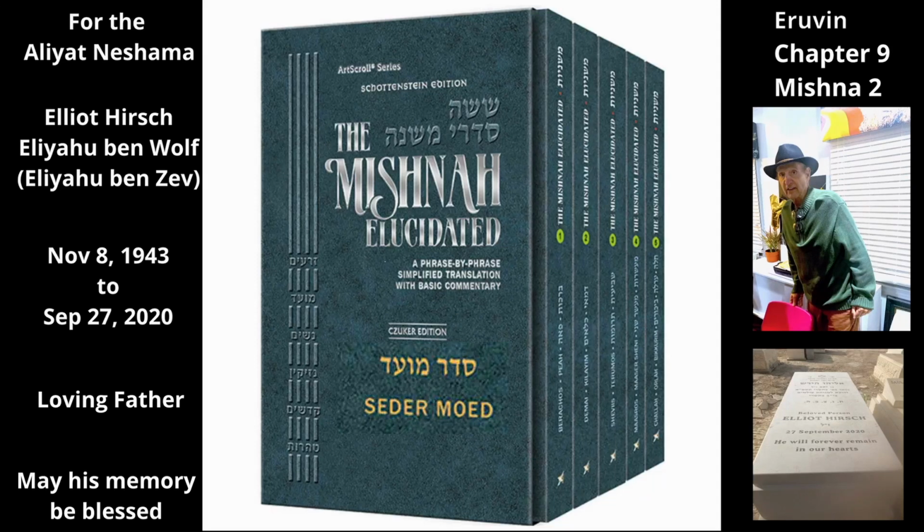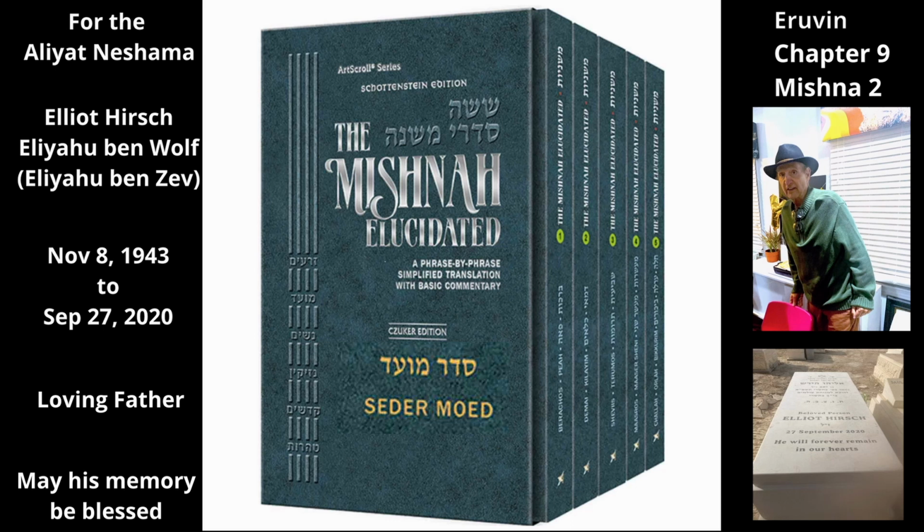Chapter 9, Mishnah 2. When an area in which it is permitted to carry is open to an area in which it is forbidden to carry, and there is no valid partition between them, the forbidden area causes the permitted area to be forbidden as well.